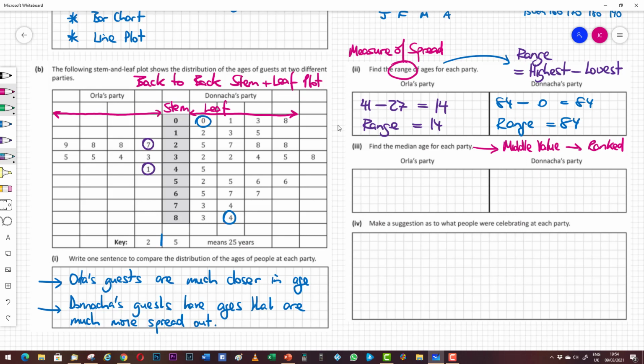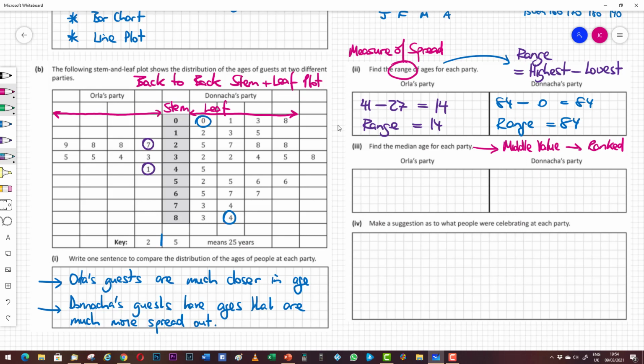We can see at Orla's party, the lowest is 27 and the highest is 41. And it goes in order of age then. Same at Donica's party, the youngest is 0, then it goes 1, 3, 8, 12, 13, 15, in order all the way up to 84.